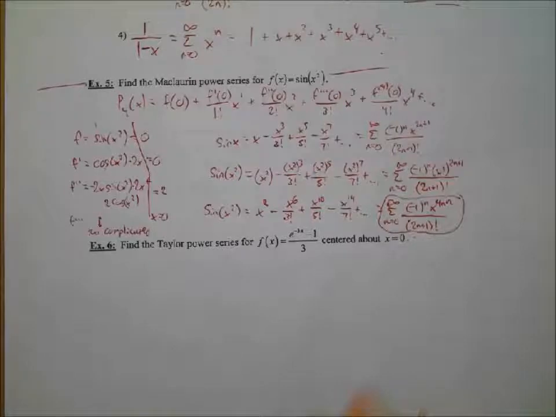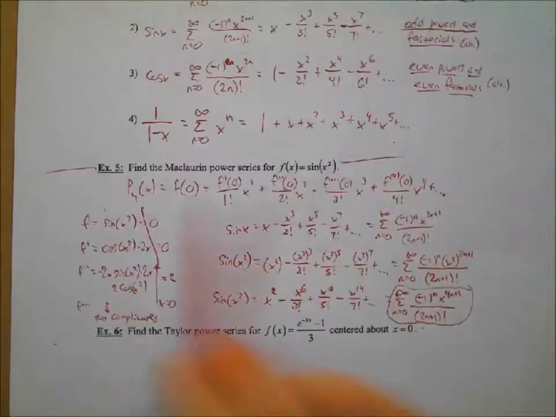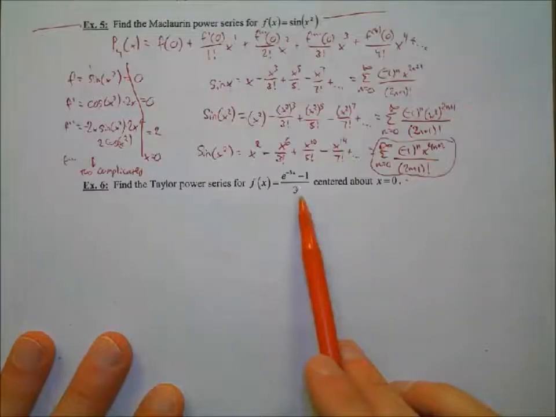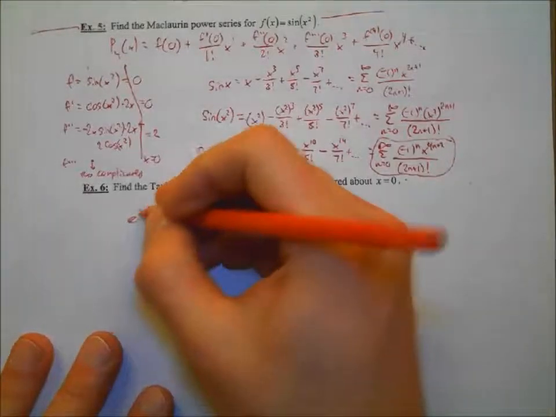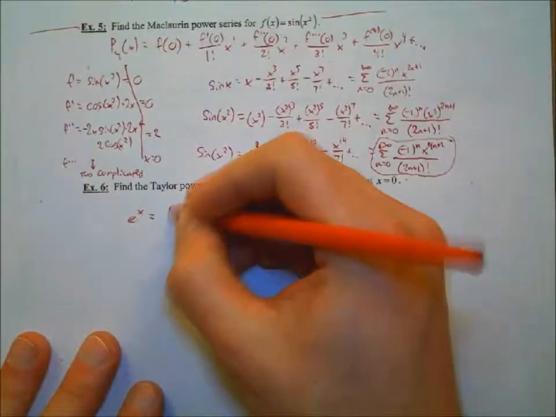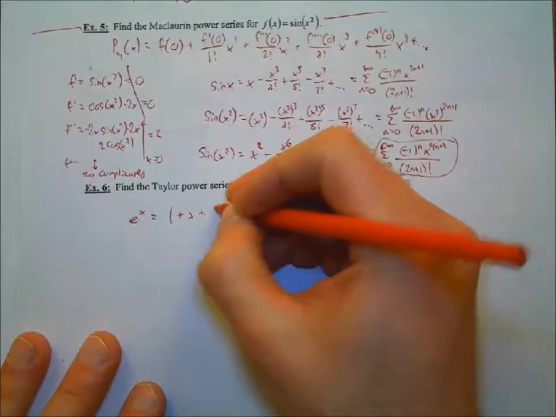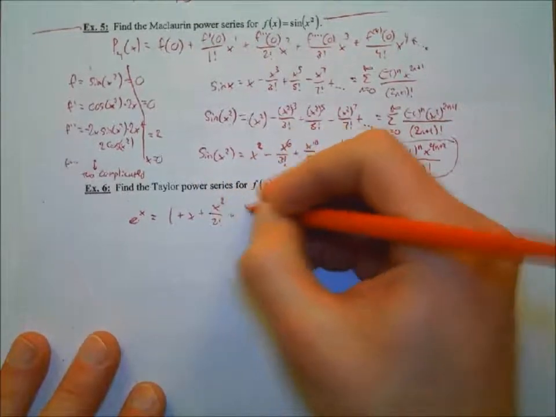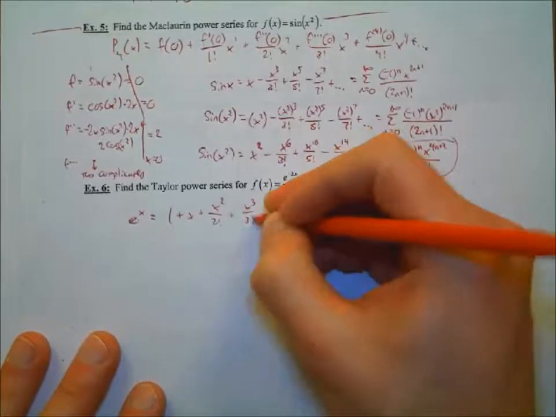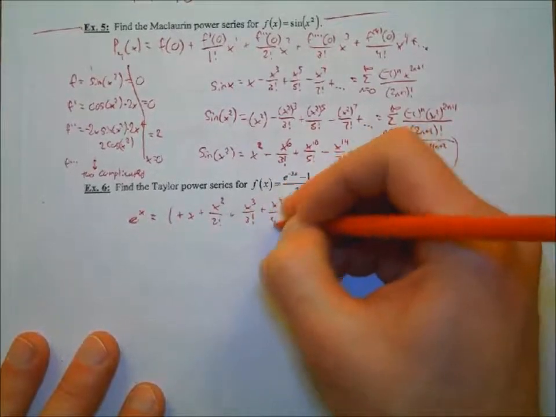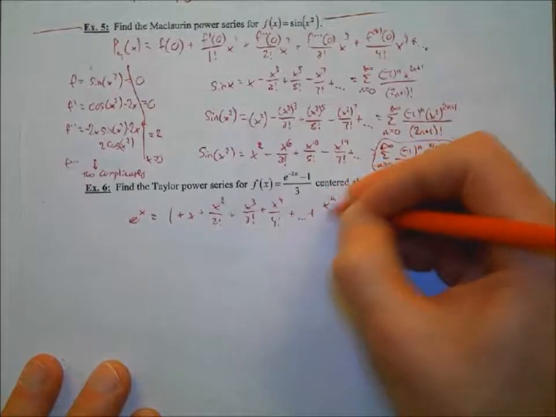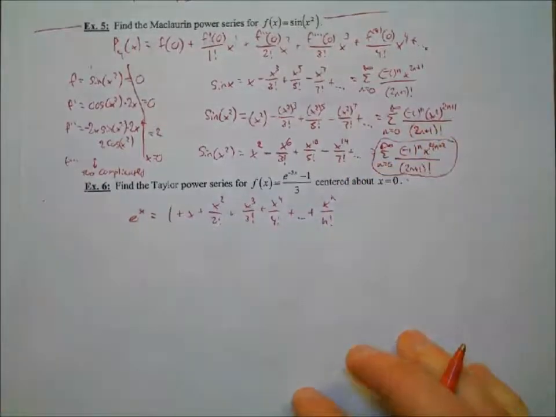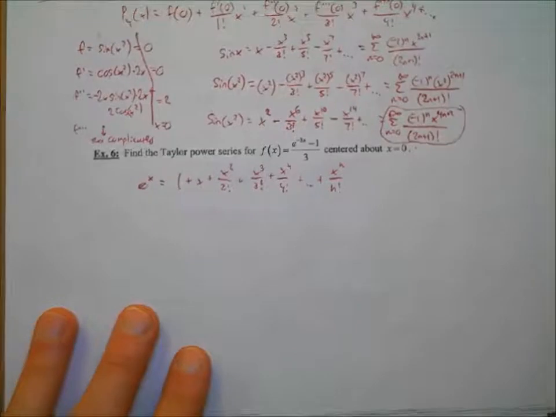I'm not going to go through this whole process of writing out our polynomial. We can already see it's going to get messy to take the multiple derivatives of this thing. So instead, I'll just jump right into writing out e to the x, which we know is 1 plus x plus x squared over 2 factorial, plus x cubed over 3 factorial, plus x to the 4th over 4 factorial, plus dot dot dot, plus x to the n over n factorial. I'll also write the general term there at the end.